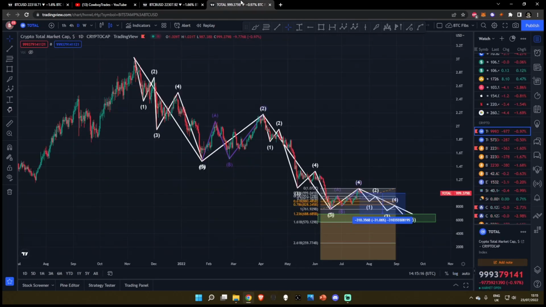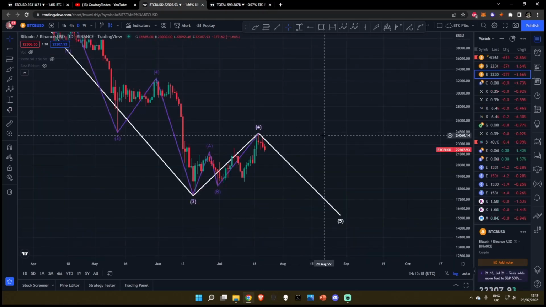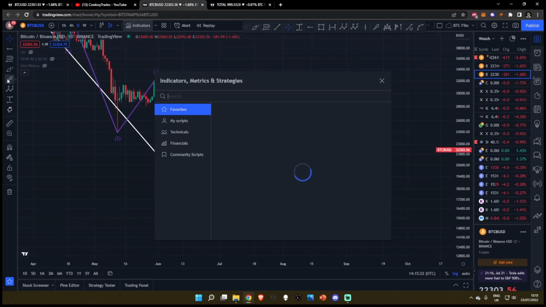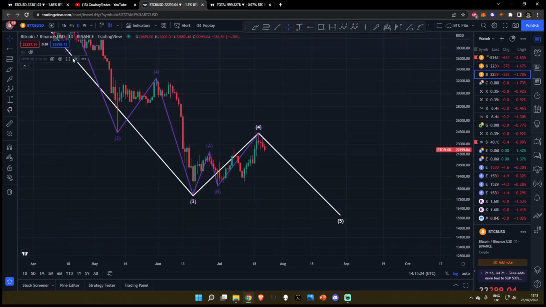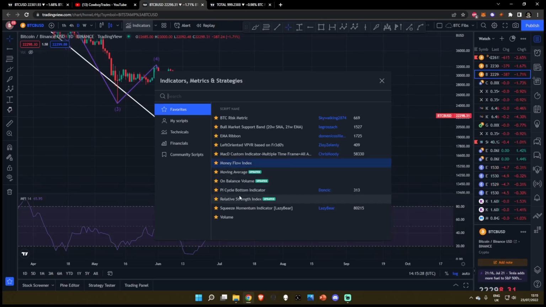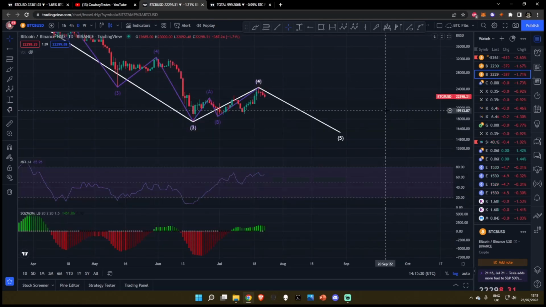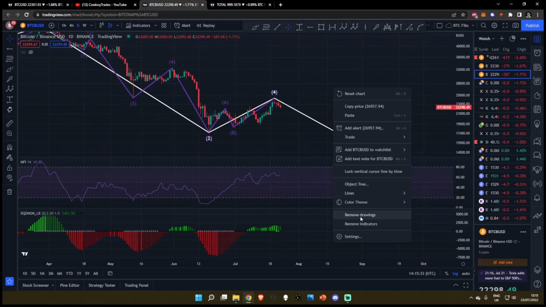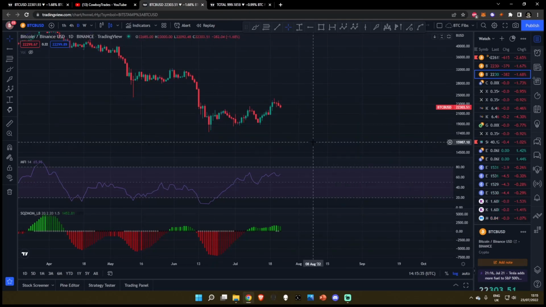And just like we looked at over on the total cryptocurrency market cap, what is the price action doing on Bitcoin right now? So let's get rid of some of these. Let's pull up our money flow index, and let's also pull up our squeeze momentum indicator. And let's just clear it up for a second. On the daily time frame, let's look at the Heikin Ashis.